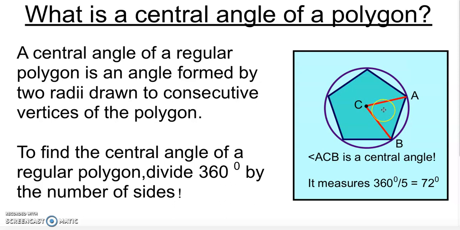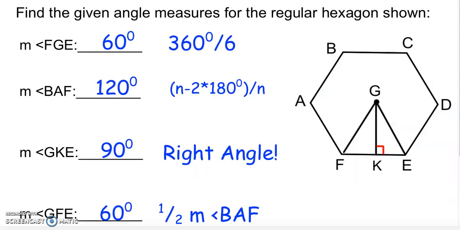And if I want to figure out the measure of that central angle, I just take 360 degrees, which is all the way around a polygon, and divide that by the number of sides. In this case, this polygon has 5 sides. So I take 360 divided by 5, and I get 72 degrees. So each central angle in this figure is 72 degrees. This one here is 72 degrees, this one here is 72 degrees, and that one's 72 degrees. If I add up all 5 of those 72 degrees, I'm going to get 360 degrees.